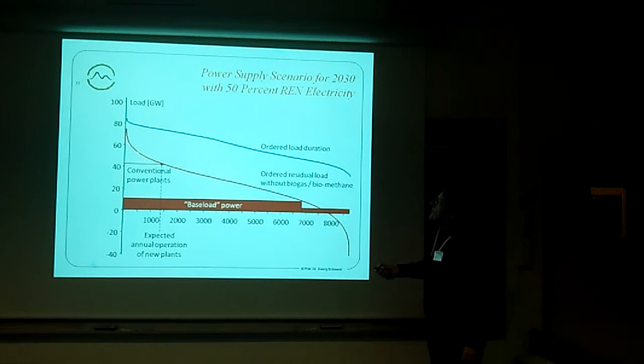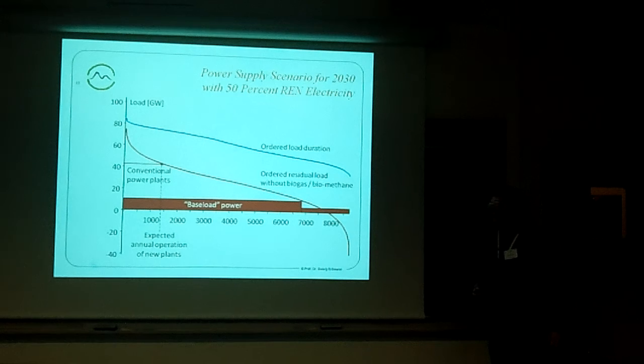Now we want to discuss the new builds. We have to build new power stations to fill this triangle. And of course, what we can see here is an expected annual operation of new plants. You see this is a little bit more than 1,000 hours. We have the same problem as in our storage system. For new investments, strategically, we have only a very small number of hours.